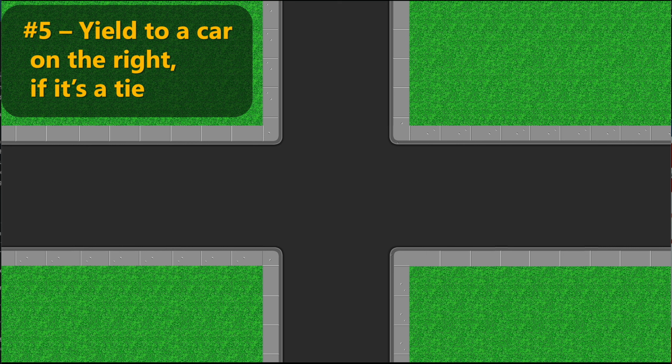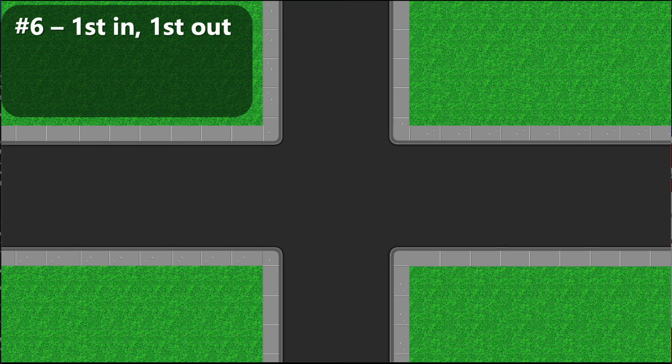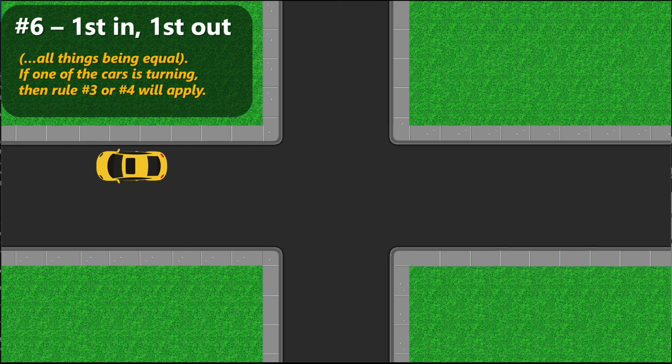Number 5, you're required to yield to a car on the right if it's a tie. So in this case, the blue car is supposed to yield to the yellow one. If they don't, we're going to score that as a 4-point penalty. Next rule, first in, first out. Both cars, all things being equal here. Now remember, if one of those cars is turning, then those earlier rules will apply.